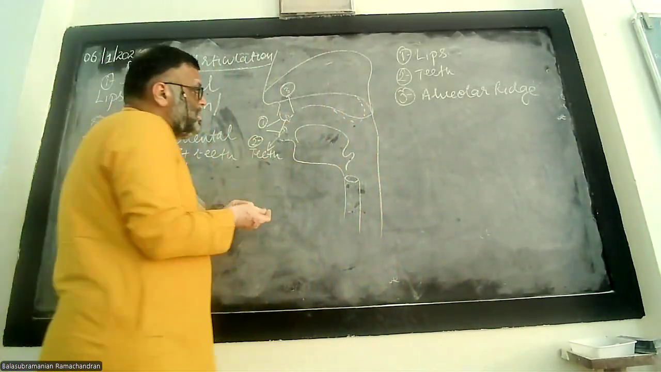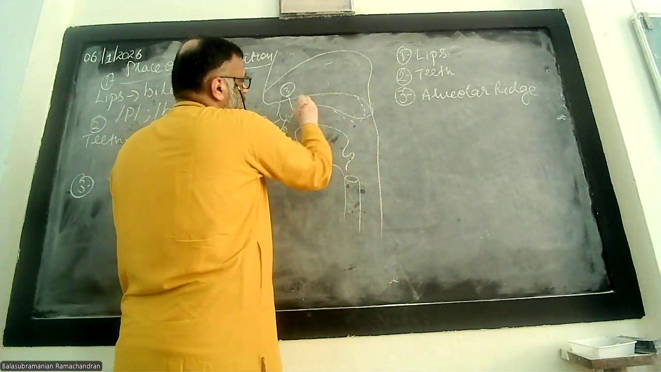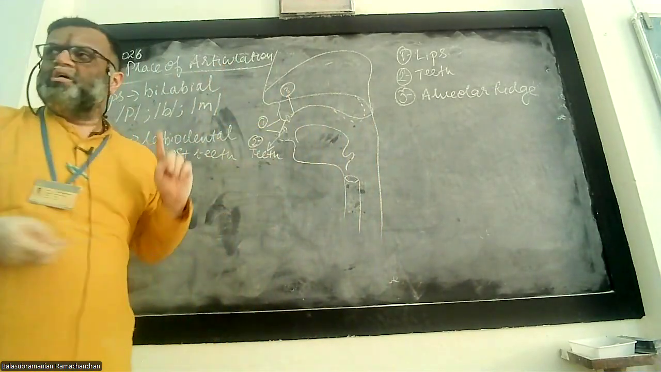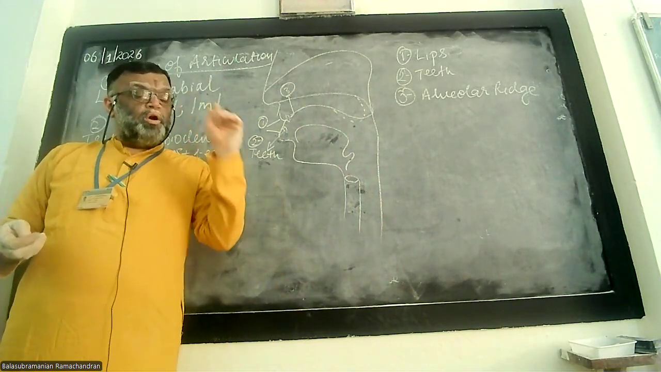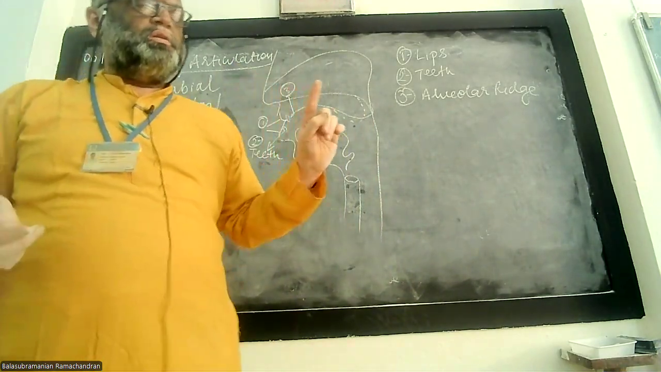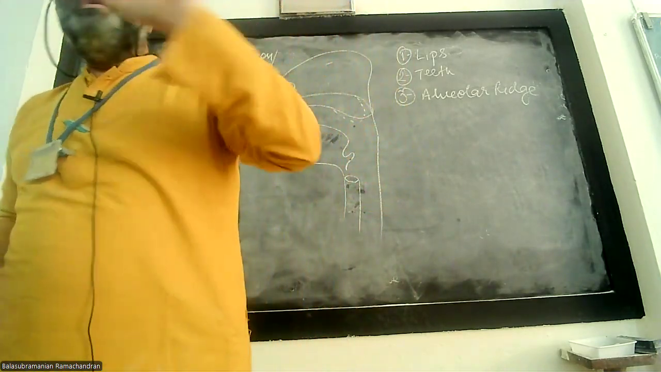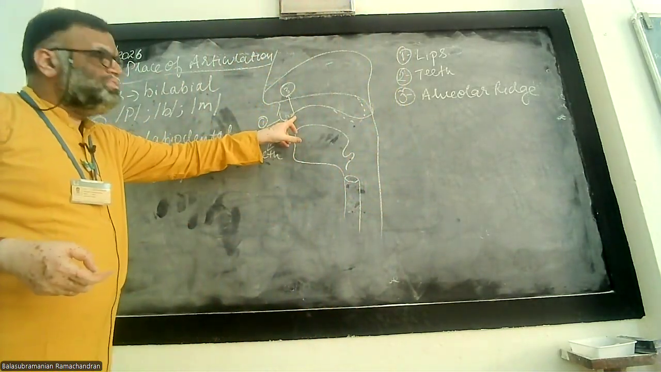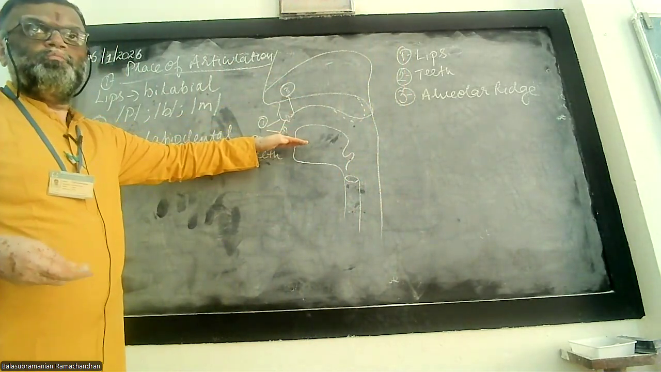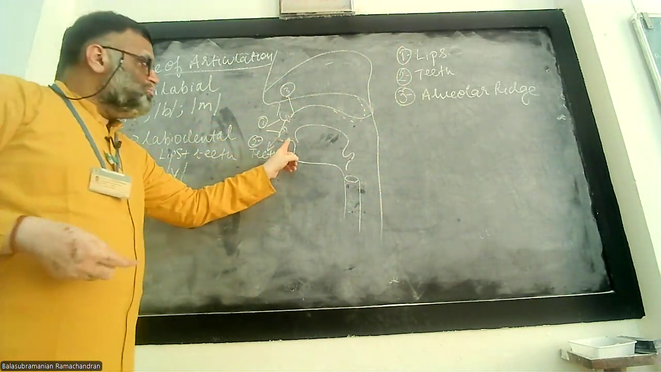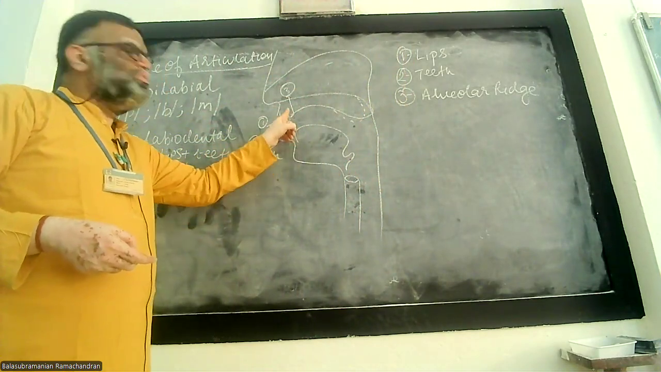The third place of articulation is the alveolar ridge. Now if you notice, we produce the following sounds. Now, sir, you may ask, how is the alveolar ridge involved in the production of sounds? Remember, the alveolar ridge lies right above the tongue. So from now on, we are going to look at the action of the tongue with the alveolar ridge.